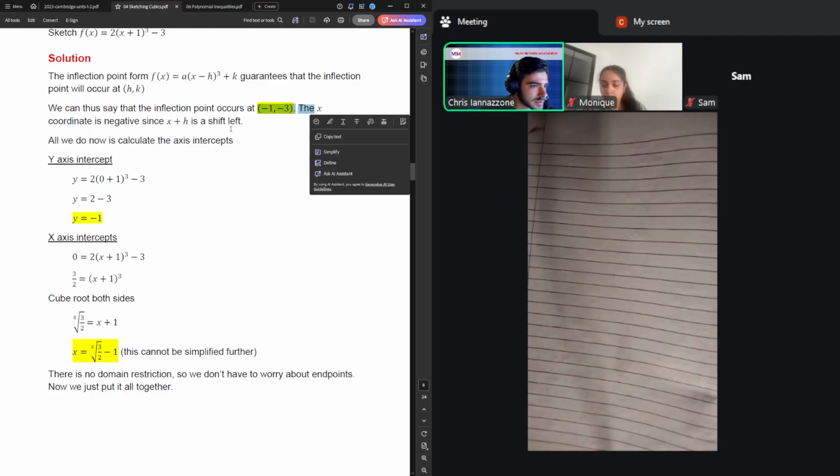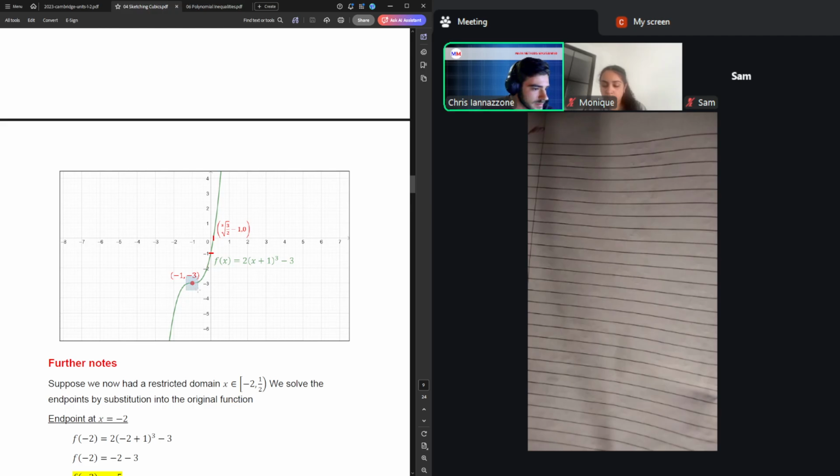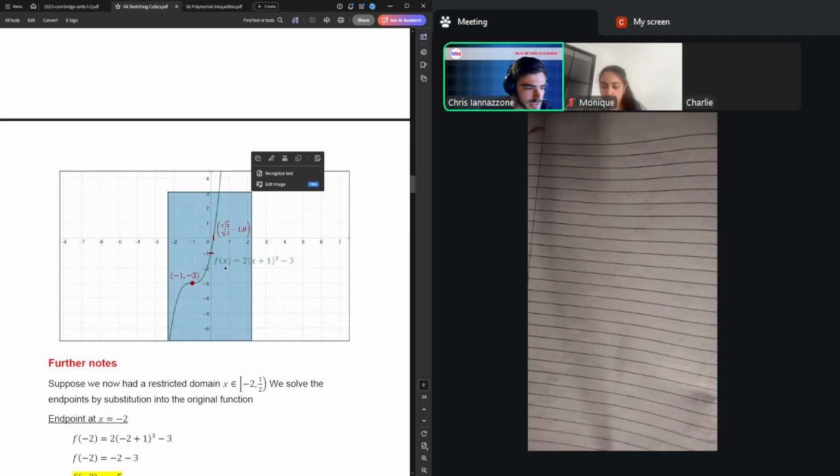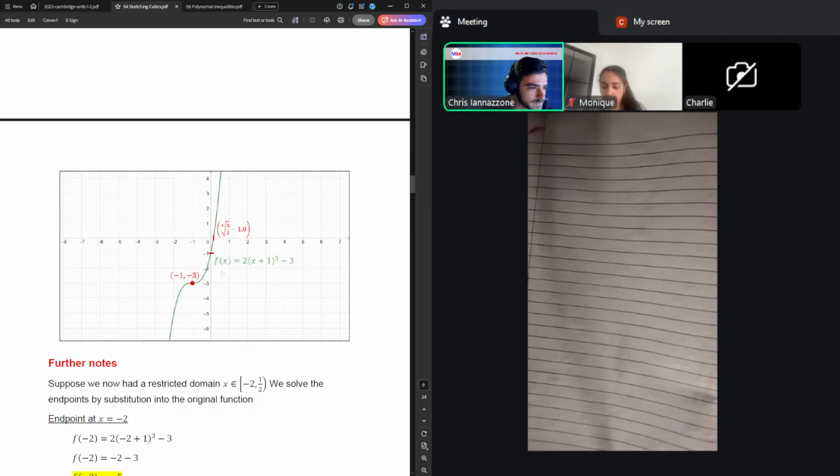Okay, we got our inflection point, we label that there. We got our axes intercepts, we label them as we found them. And then all we do from there is just draw the curve that connects all of those points. That's pretty much all there is to that.